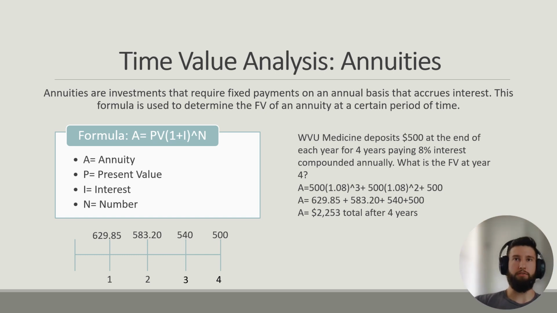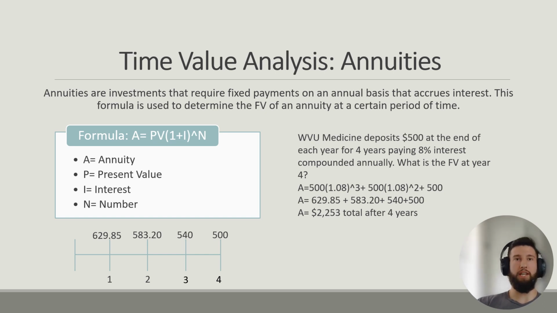So if you look to the right, the example: WVU Medicine deposits $500 at the end of each year for 4 years, paying 8% interest compounded annually. What is the future value at year 4? So we're going to go to year 1, and you're going to see 629.85.